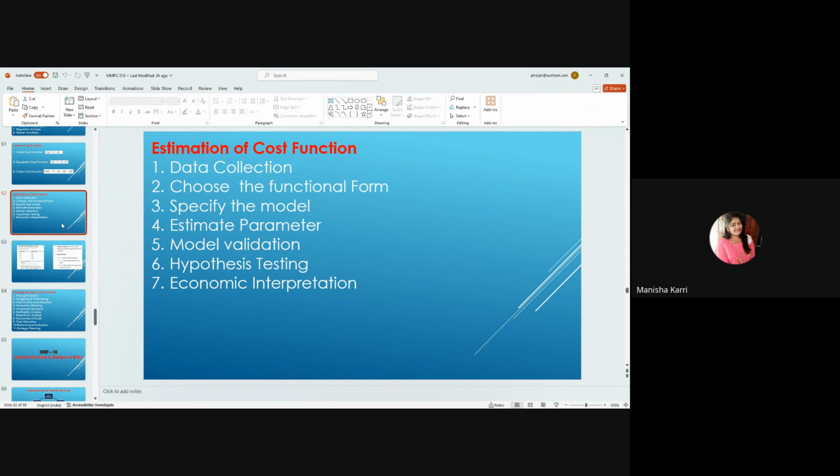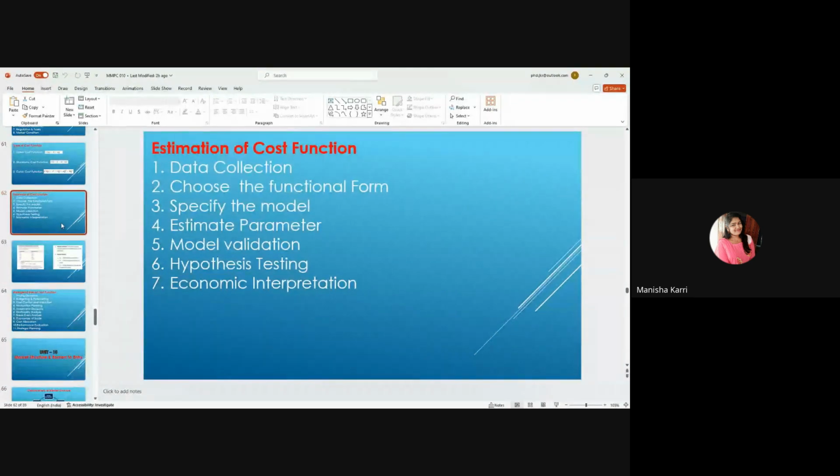Here are some structured approaches to estimating a cost function. You can see here, these are the steps in estimating a cost function. The first step is data collection, meaning gathering data on total costs, output levels, input prices, and other relevant variables over a specific period of time. These data can come from accounting records, production reports, and market surveys.